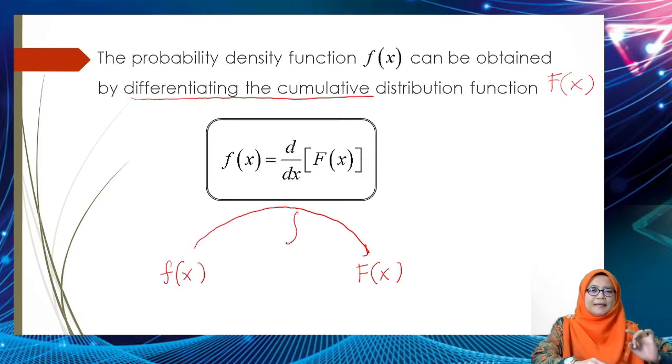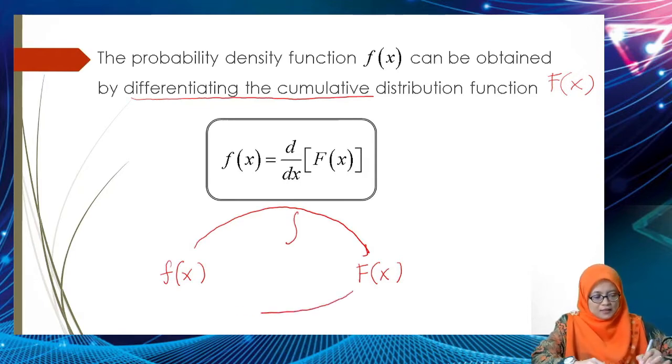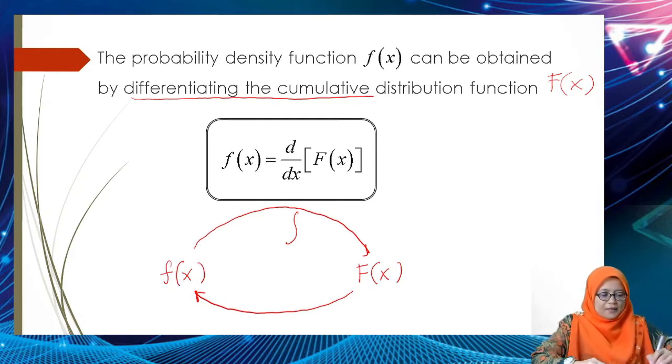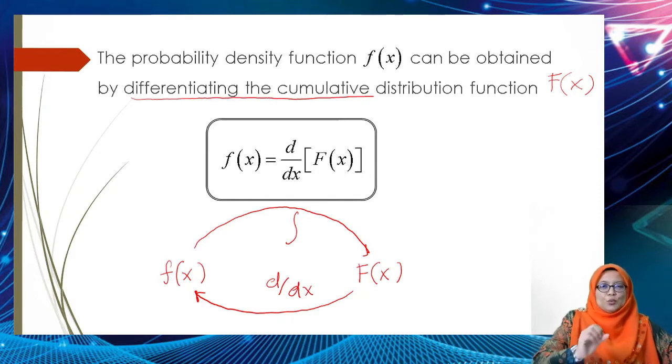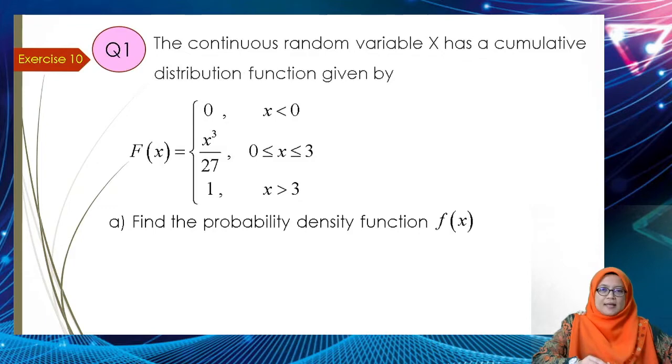Okay, so sekarang ni kita nak cari f kecil. So kita akan reverse proses dia. So integration is anti-derivative. So bila kita nak cari f kecil daripada capital F, kita akan differentiate each of the functions. Okay, so ini adalah dua operation yang kita akan guna untuk continuous. Means that bila ada soalan involving continuous, dua operation ni you kena consider. Okay, so then kita akan proceed kepada soalan kita, exercise 10 question 1.